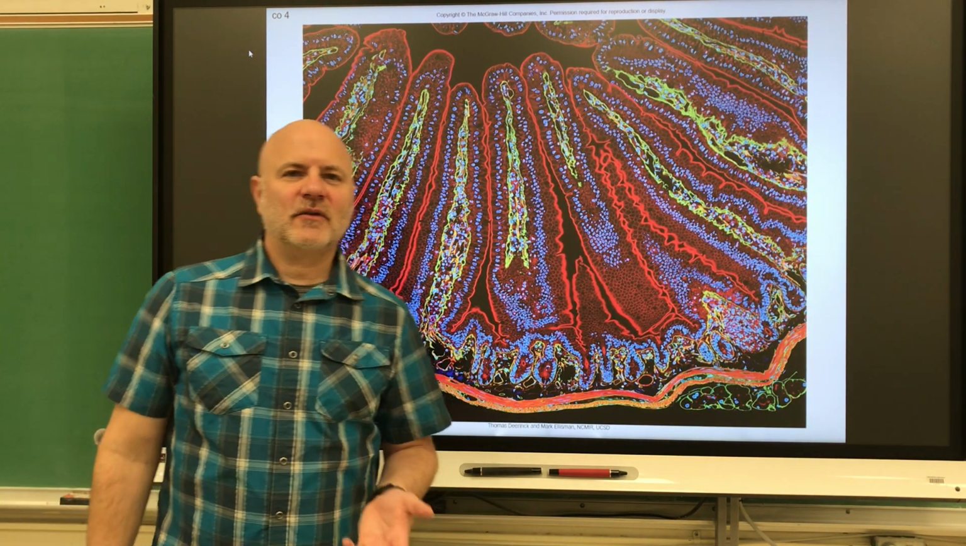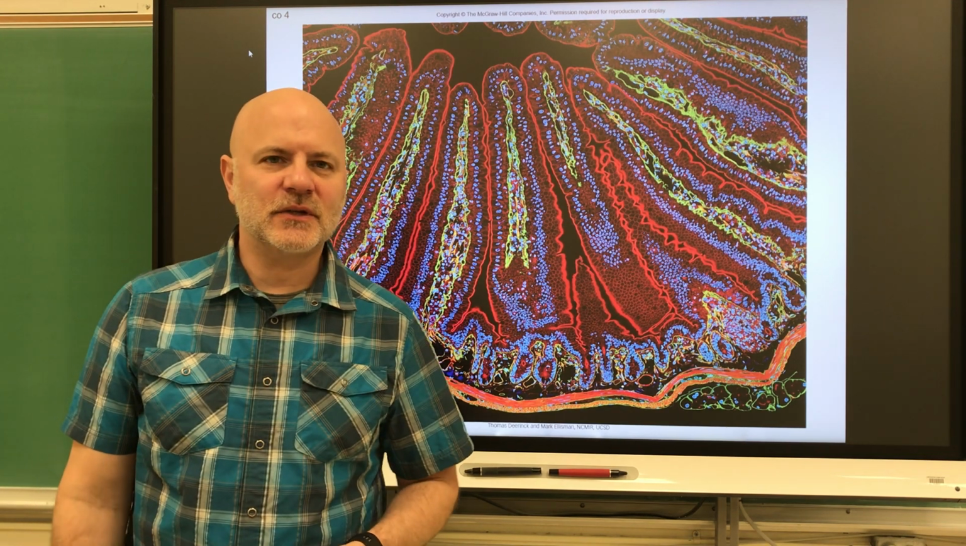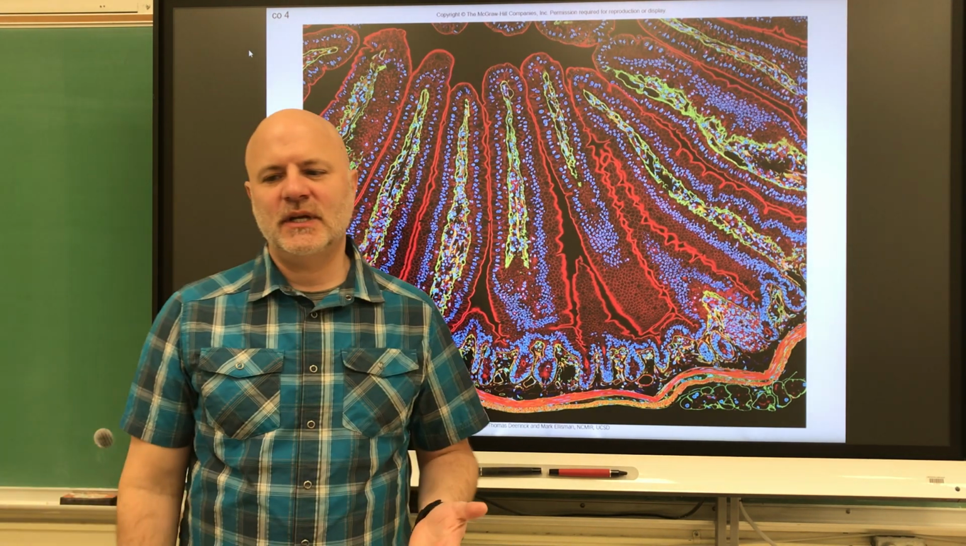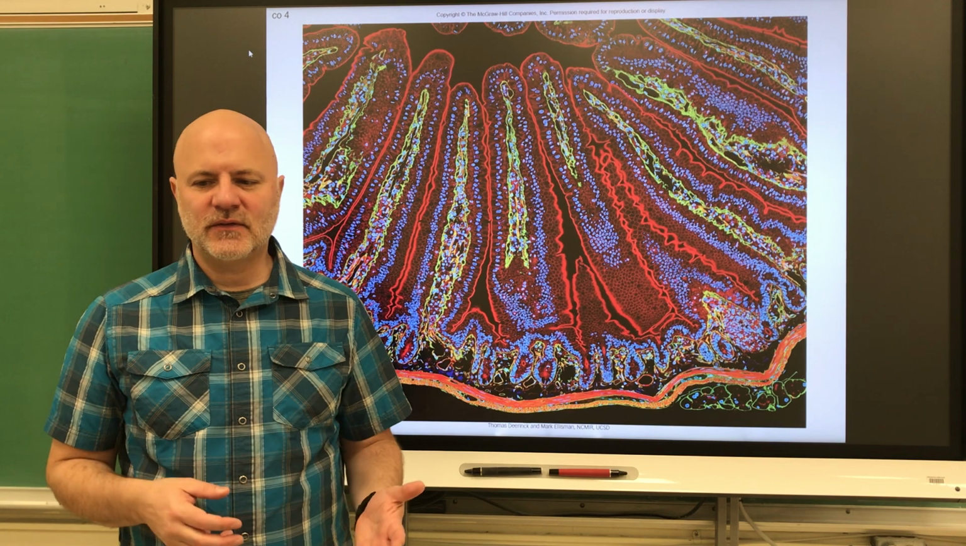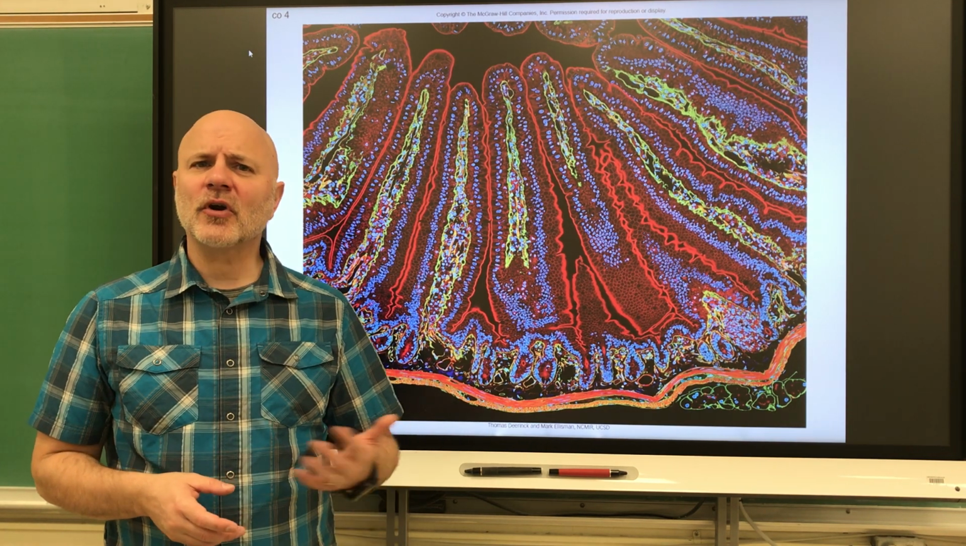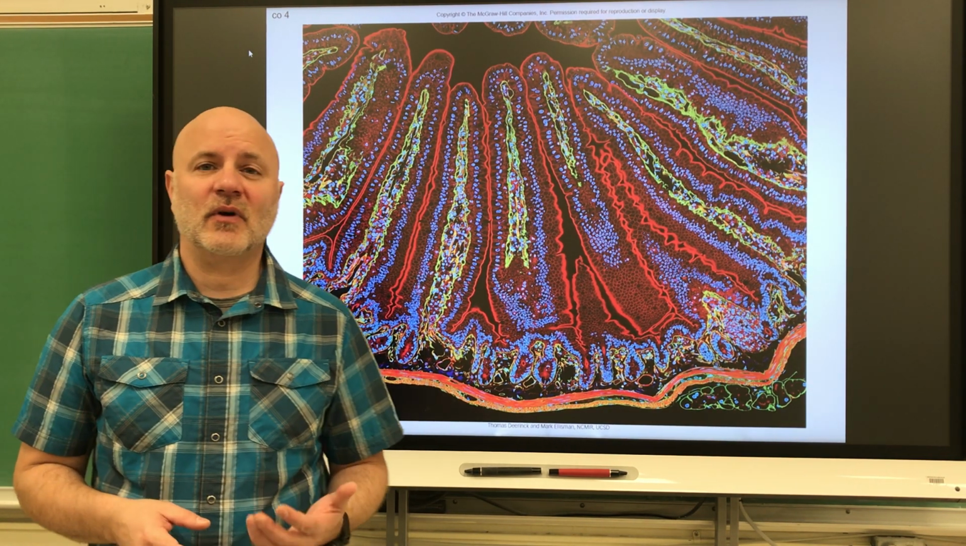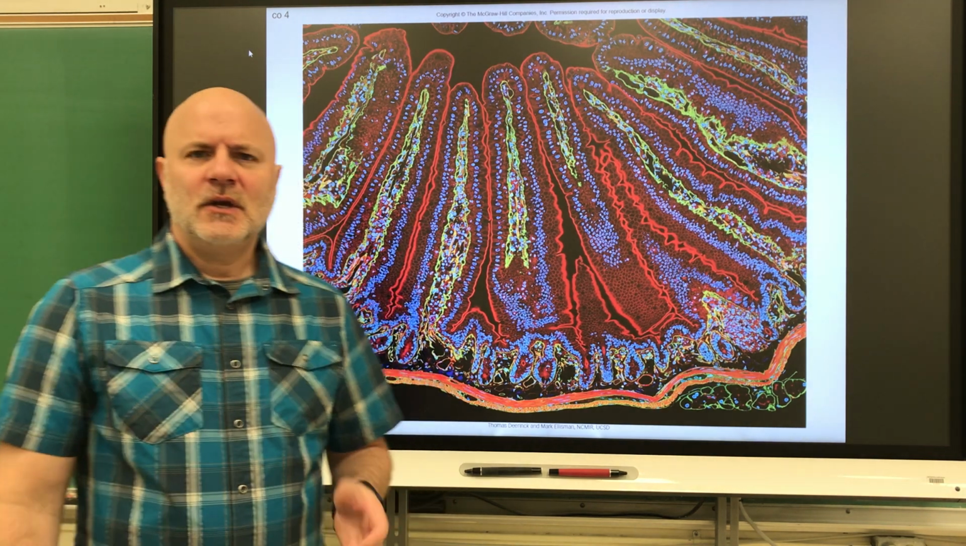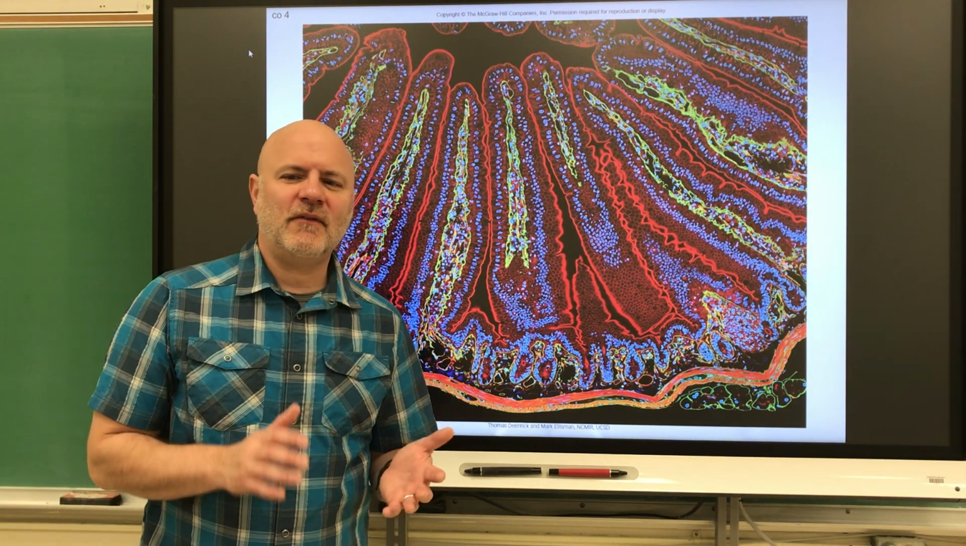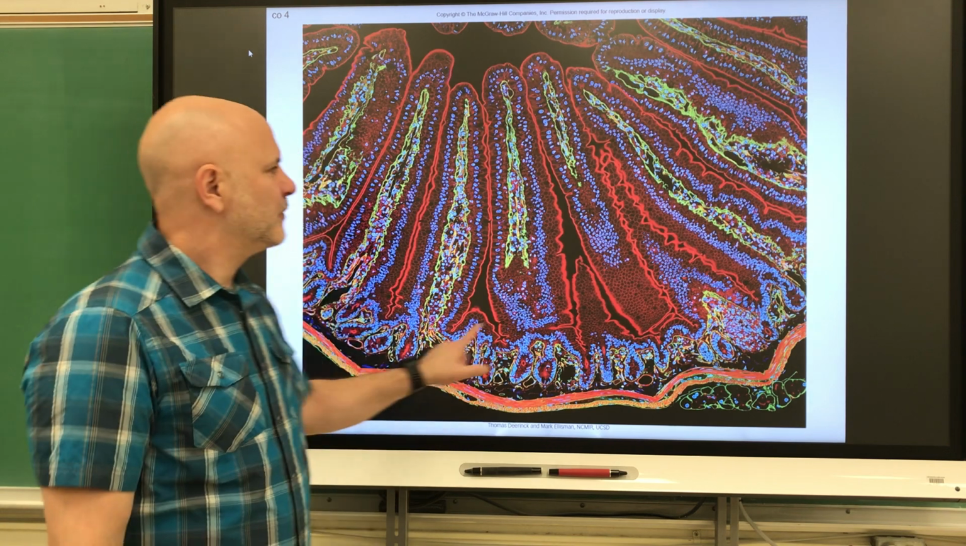All right, so we're going to start chapter 4 in A&P 2. Chapter 4 deals with histology, and histology is the study of tissues. If you remember, a tissue is a group of cells that perform a specialized function. When we look at this, we're going to look at 4 basic tissue types.